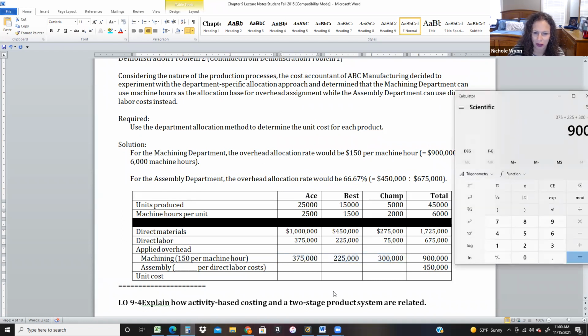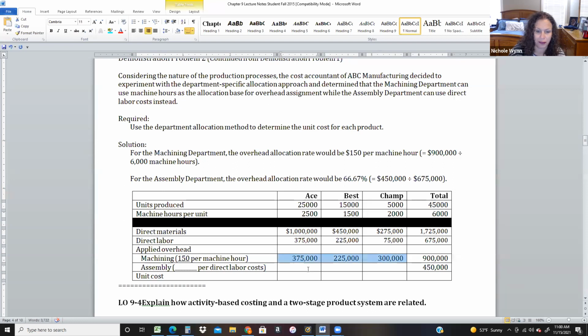The other way that we were doing that was taking 2,500 divided by 6,000 times 900,000, and we get 375. 1,500 divided by 6,000 times 900,000 is 225, and 2,000 divided by 6,000 times 900,000 gave me 300. So I know that this is right. I know it's right anyway, but just making sure that you guys see.